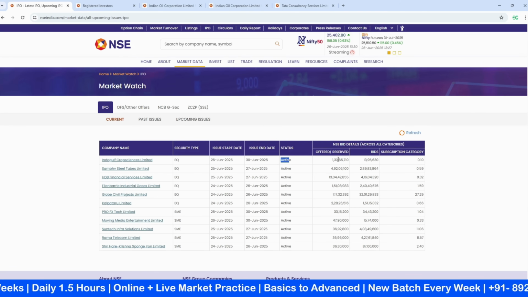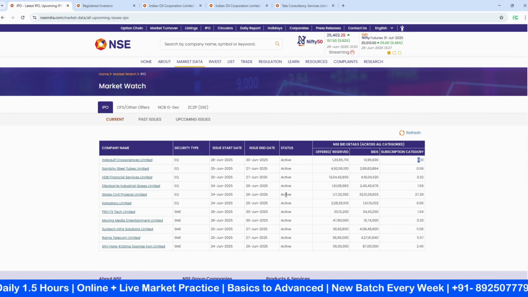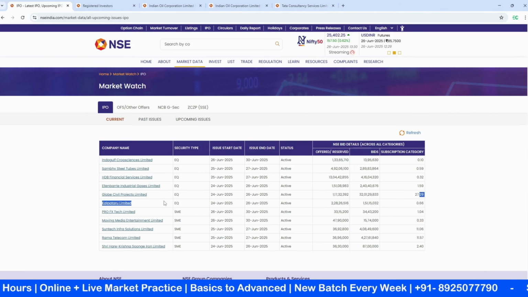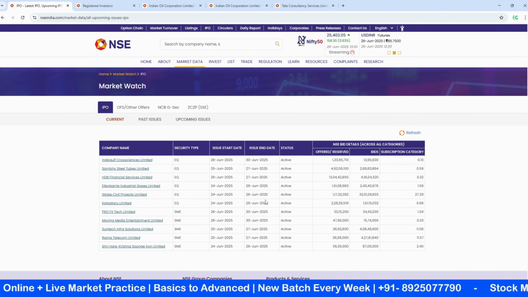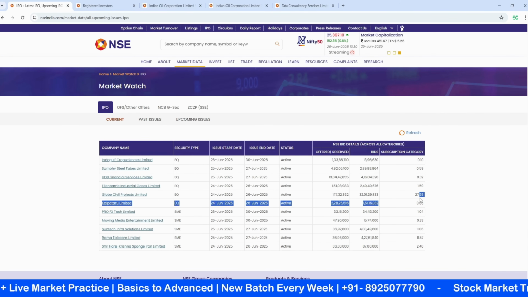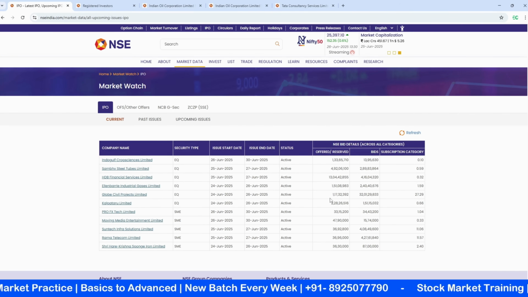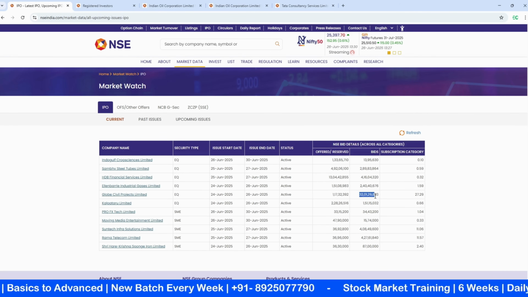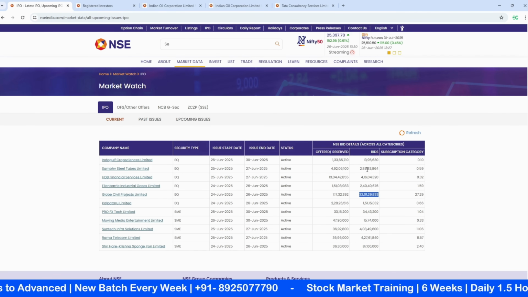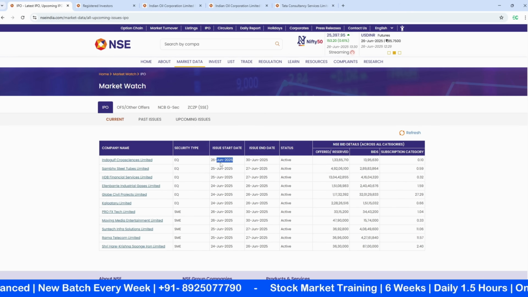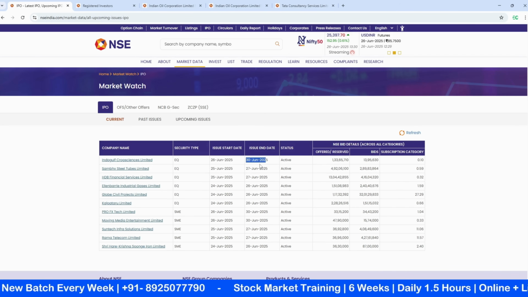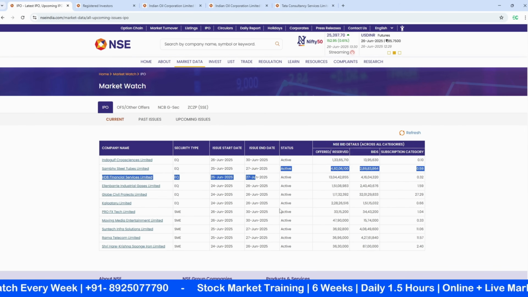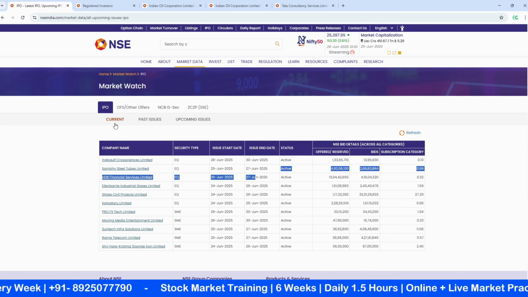Look at the subscription on this particular company, Globe Civil Project Limited, where the subscription is 27 times. They offered only about 1 crore shares, but about 32 crore shares were applied for. So you get to know the start date and end date. Make sure that you apply before the end date, because if the end date is crossed, it will not be available here. So this is a current issue.